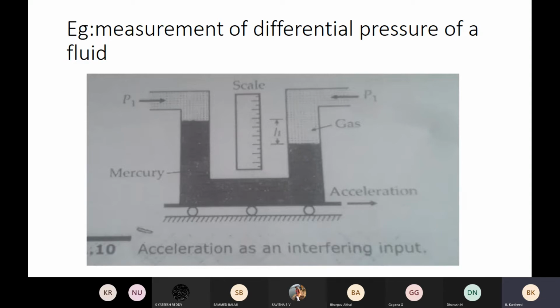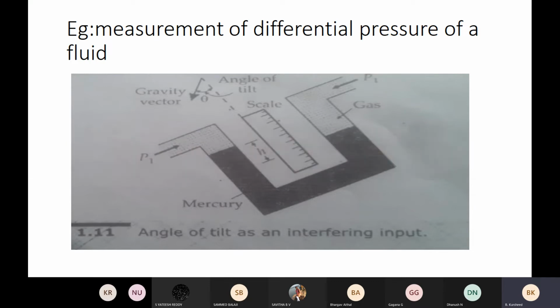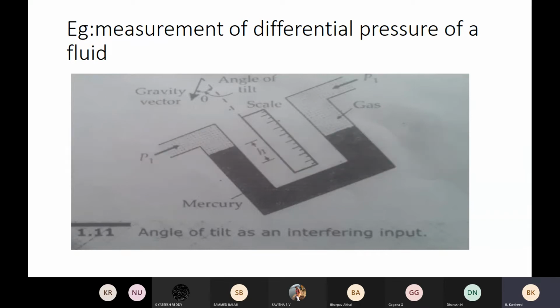One more reason is due to the angle of tilting. Another case of interfering input. In this case, the manometer is not properly aligned, meaning its base is not horizontally aligned with the gravity vector. Because of the angle of tilt, there is an output H even though there is no differential pressure. Hence, the angle of tilt theta acts as an interfering input. Getting?